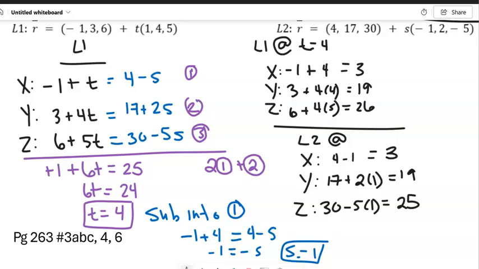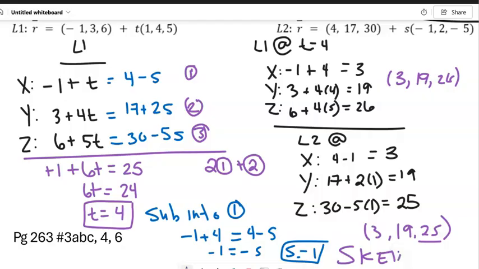Oh, well, this is saying that the point of intersection is 3, 19, 26. This is saying the point of intersection is 3, 19, 25. These lines do not actually intersect. They are skew lines.